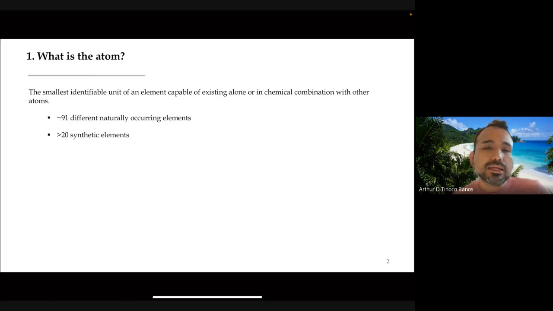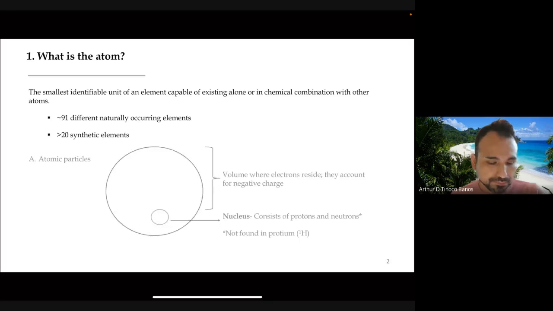All right, so what essentially is the atom? It is the smallest identifiable unit of an element. It's capable of existing alone, or, this is very important to recognize, in chemical combination with other atoms. And that is because certain atoms do not have the capacity to exist stably alone. We have about 91 different naturally occurring elements and greater than 20 synthetic elements.